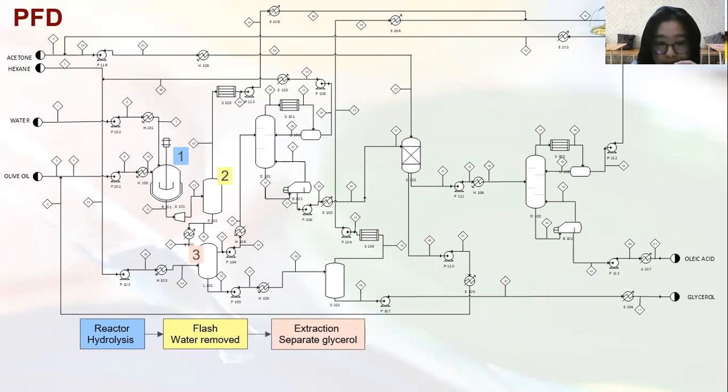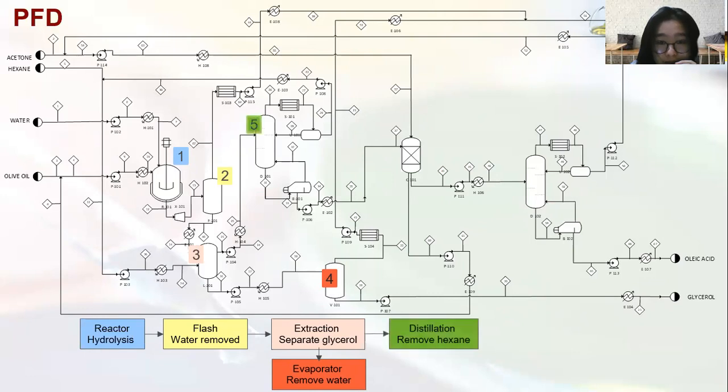Then we'll use the extraction where we feed in hexane as a solvent to separate the glycerol and water, which is denser. So the glycerol and water will be sent to the evaporator to remove the water, and the glycerol will be concentrated and sent out as a byproduct. The other component will be sent to distillation to remove the hexane, which has a lower boiling point, and the hexane removed will be sent back to the process.